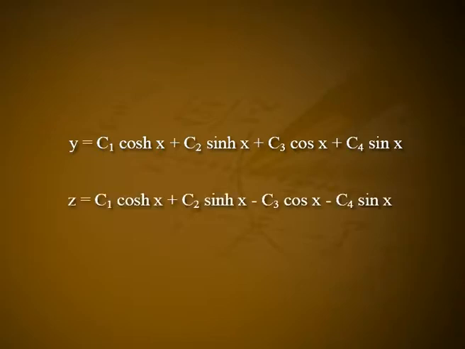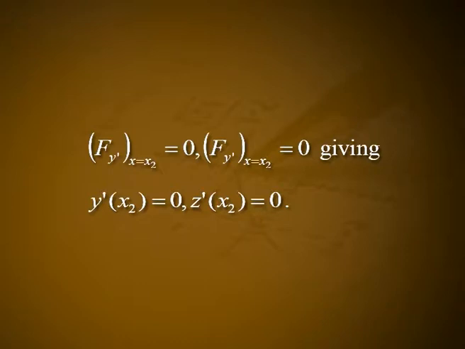Z is equal to C1 cos hx plus C2 sin hx minus C3 cos x minus C4 sin x. Let it be equation number 20. The conditions y of 0 is equal to z of 0 is equal to 0 give C1 equal to C3 equal to 0. Further, the condition at the moving boundary point x2, y2, z2 can be derived from equation 15 with delta x2 equal to 0, since x2 is fixed, as f y dash at x equal to x2 equal to 0, giving y dash of x2 equal to 0, z dash of x2 equal to 0.